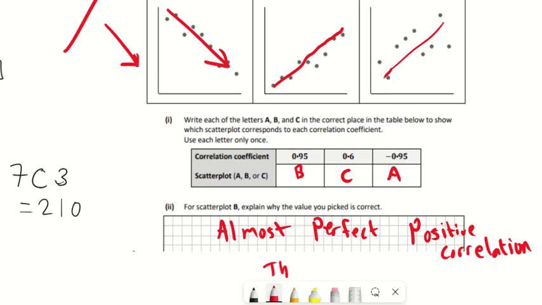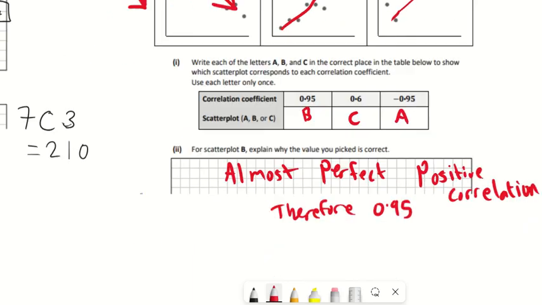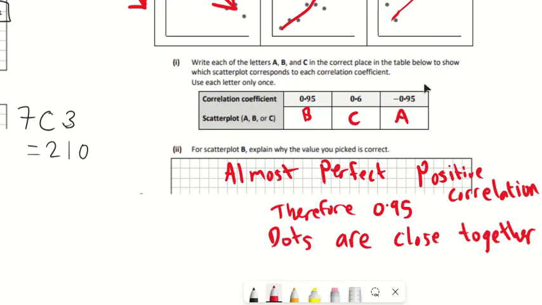So therefore 0.95. You could say as well dots are close together. That'd be a good thing to put in there. Sometimes it's hard to know what to put in those explanation ones. So something to that effect will get you the mark. So that's it for that question.